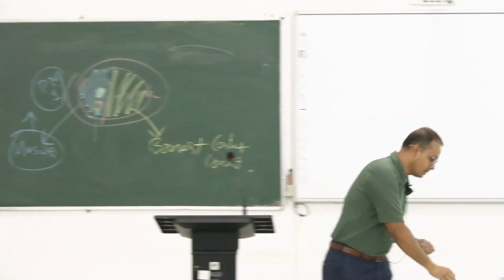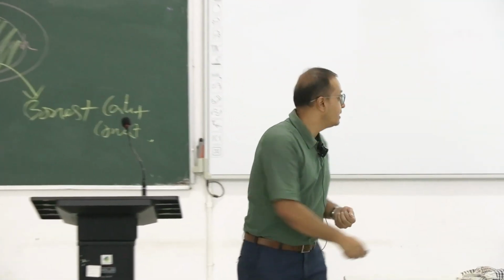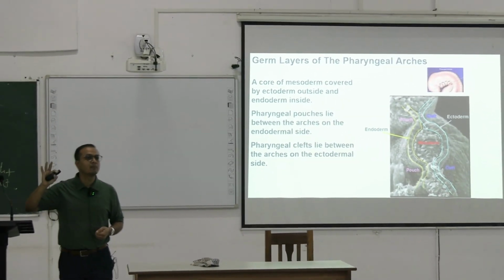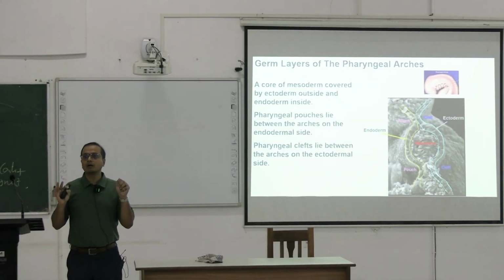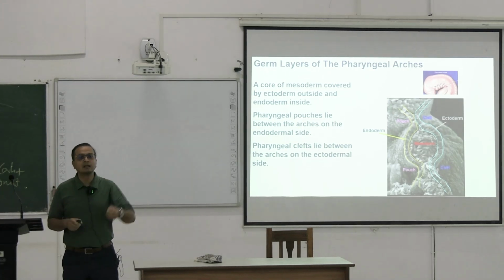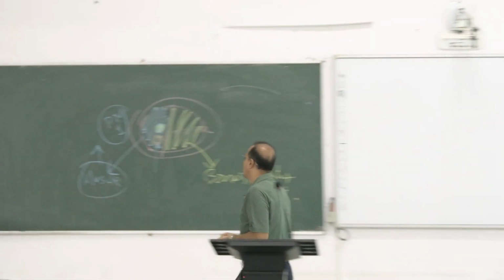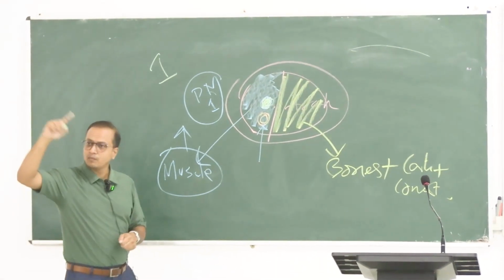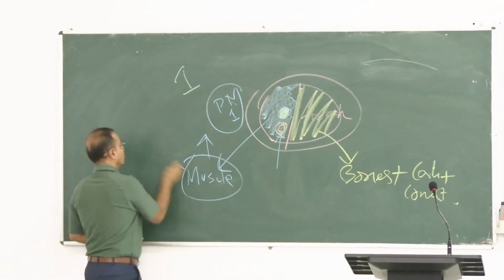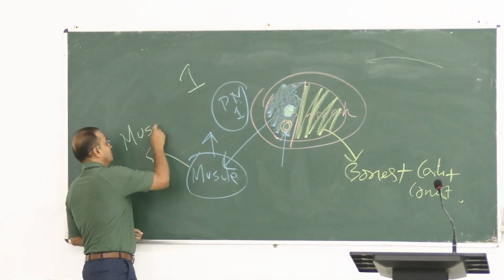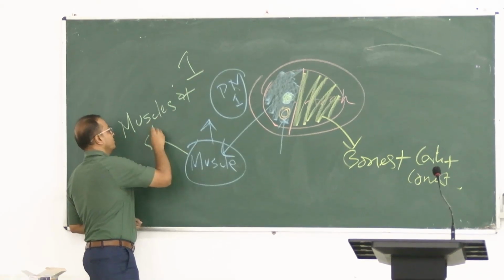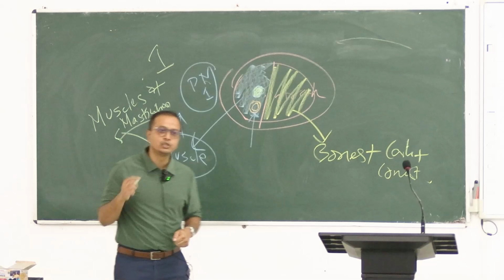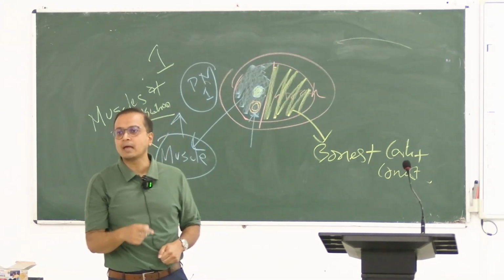I'll give you an example that will clear up what I am stating here. So we are taking pharyngeal arch number 1. I am stating which muscles come from it. From arch number 1, it produces muscles we call the muscles of mastication. That means whatever we are chewing, these muscles are producing the actions for it.